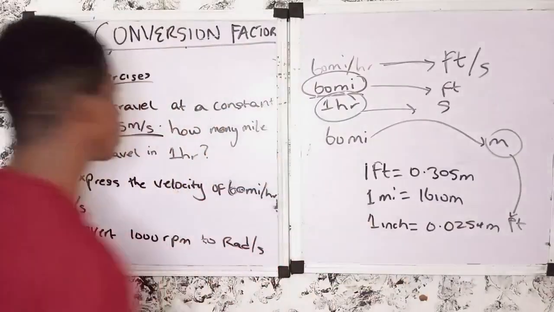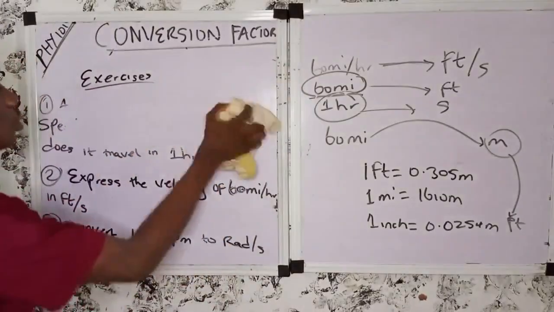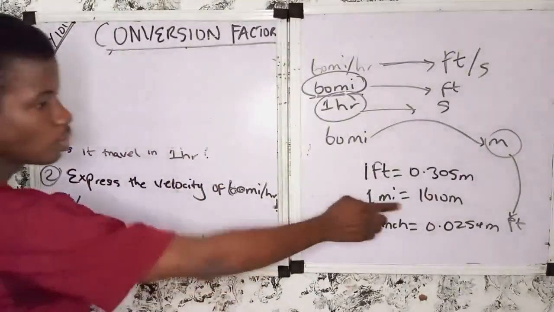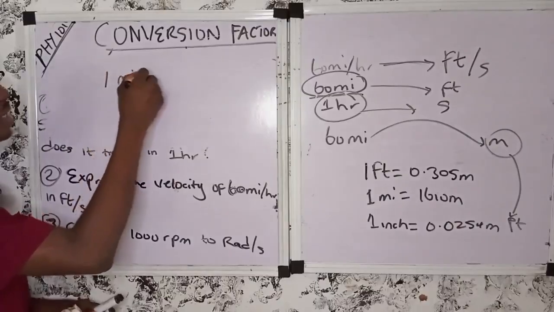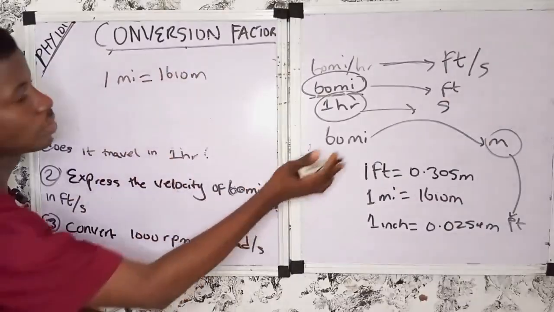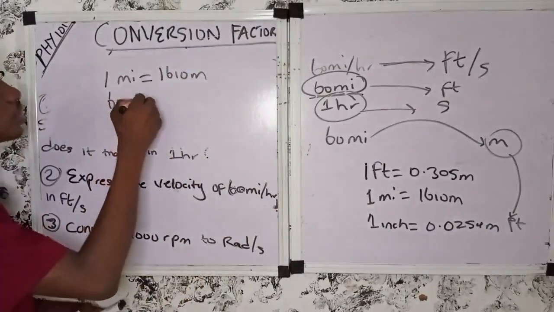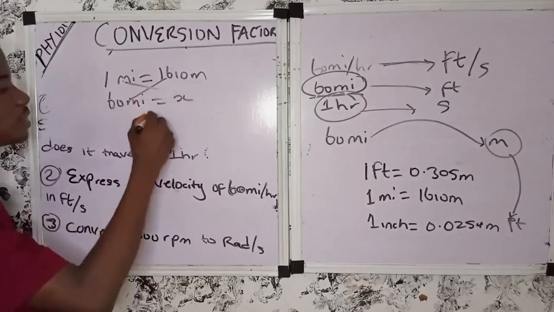So let's convert 16 mile to meter. Okay, we all know that 1 mile. We know that 1 mile is equal to how many meter? 1,016 meter, right? Then 16 mile equals to what? Equals to x. If we cross multiply, 1 times x will give us x.